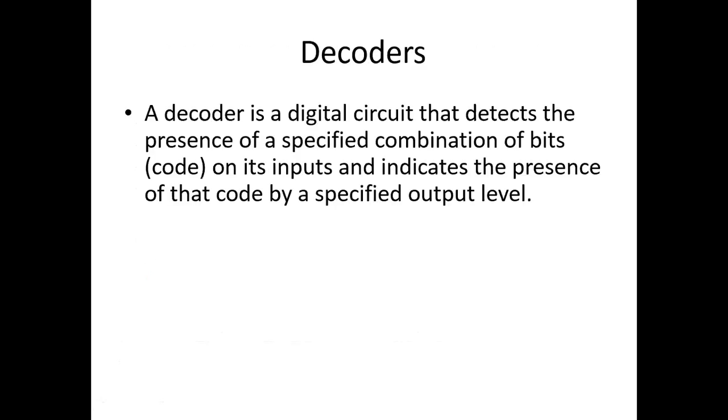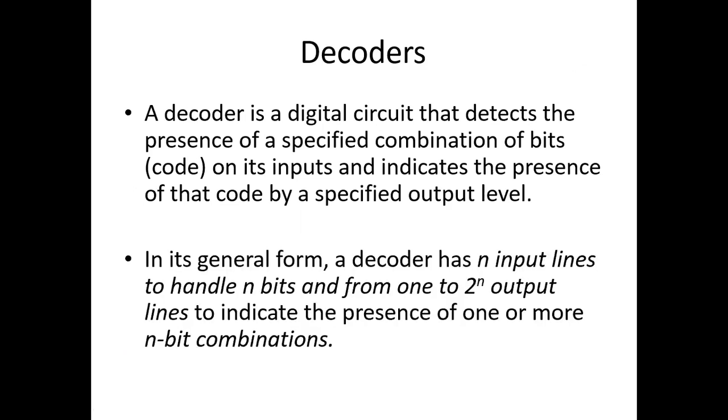Decoder. A decoder is a digital circuit that detects the presence of a specified combination of bits, or code, on its input, and it indicates the presence of that code by a specified output level. So what a decoder does is check at the input whether we have some combination of bits, and then translate that combination of bits into a specified output level. That is what a decoder does.